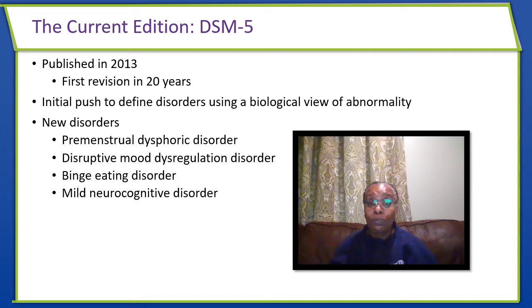Okay, but in the push to give better definitions in terms of using that biological view for abnormality, there's several new disorders that have been included in the DSM-5. That being premenstrual dysphoric disorder, disruptive mood dysregulation disorder, and binge eating has now been included. Most times you hear people talking about anorexia nervosa or bulimia nervosa, but binge eating disorder was not included. It was a trait, so to speak, for bulimia nervosa, but we realized that there's several different tenets involved with just binge eating that gave it its own recognition as a disorder by itself. And then there was an inclusion of mild neurocognitive disorder.